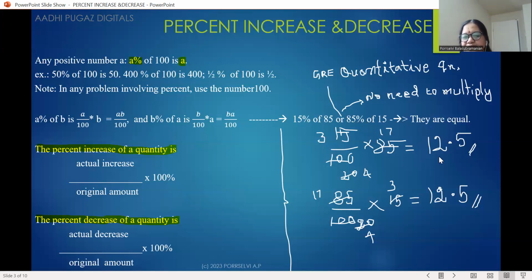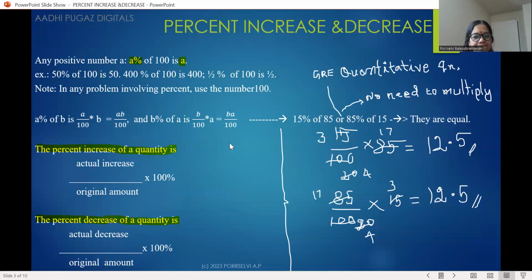If you see this kind of question in quantitative comparison questions, you need not calculate or simplify this value. Straight away you can say it's equal. Again I want to tell you, 15% of 85 or 85% of 15 will get the same value.